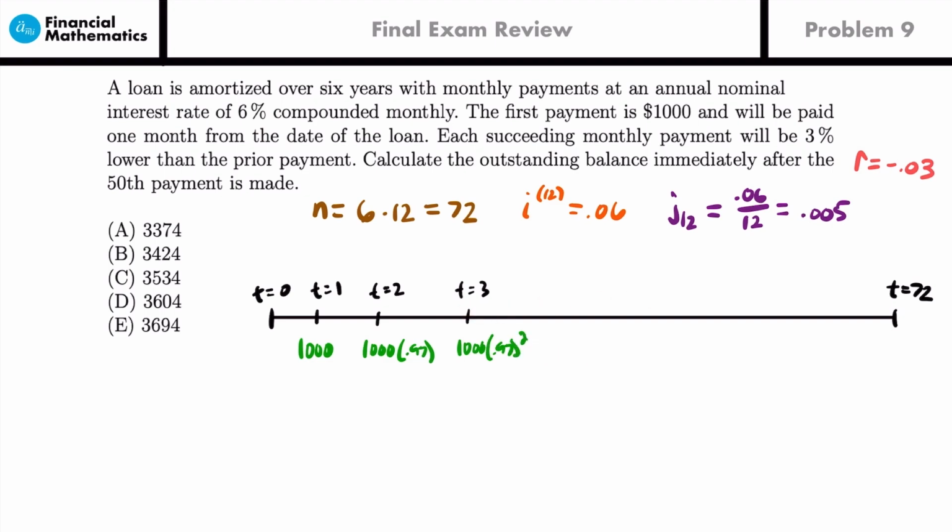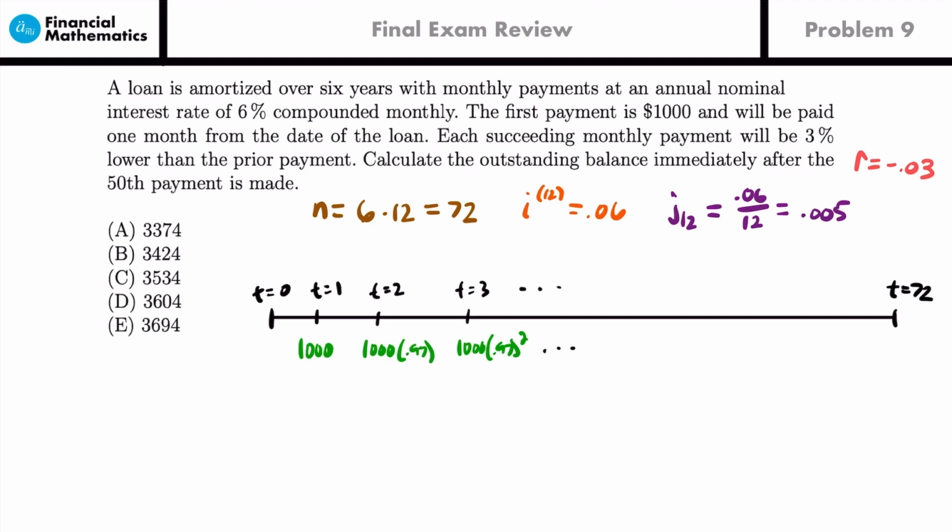But now, remember where we want to calculate our outstanding balance. We want to calculate the outstanding balance immediately after the 50th payment is made. So that would be made at time 50. And when you calculate an outstanding balance, what you're doing is calculating the remaining amount of the loan that needs to be paid off. In other words, it's the present value of the remaining payments that have yet to be paid.